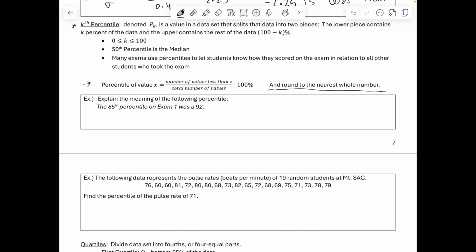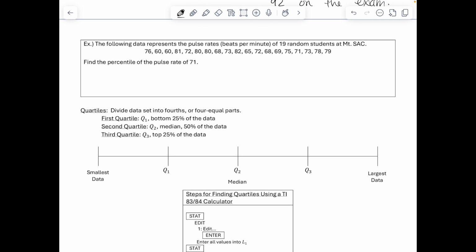The example below says explain the meaning of the following percentile. The 85th percentile on exam 1 is 92. And so this means that 85% of the class earned less than 92 on the exam. You can also look at the flip of this, and 100% minus that 85% would be 15% earned more than 92 on the exam.